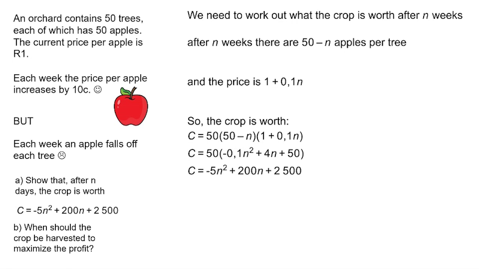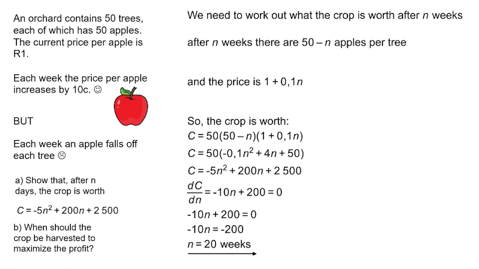A really important idea is that even if you couldn't do part A, you can use that to solve part B, because all we now need to do is differentiate this thing, equate it to 0, and solve, and we find out that 20 weeks gives us the optimum return on our crop.